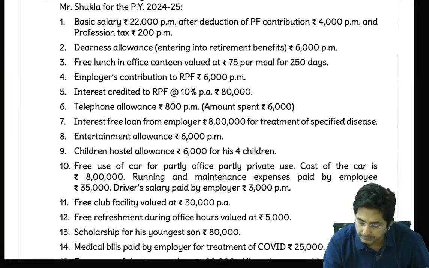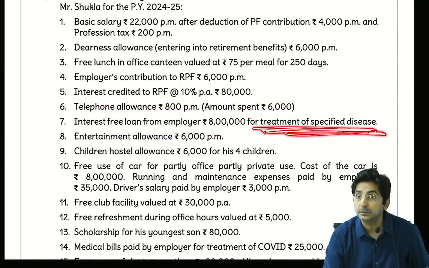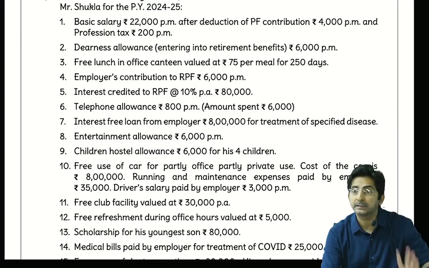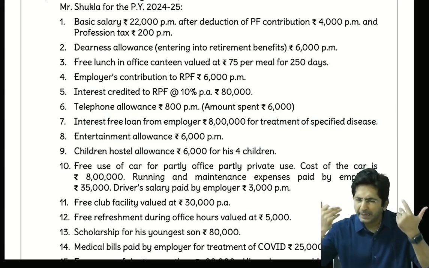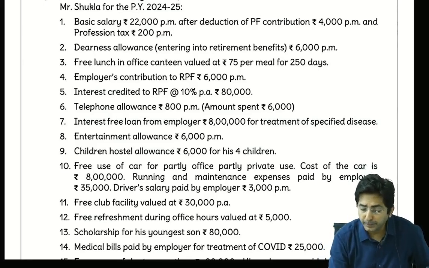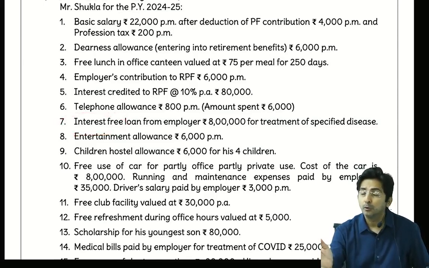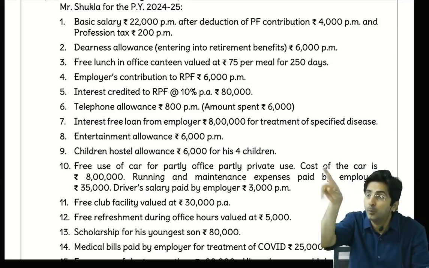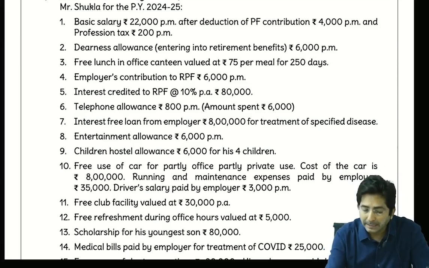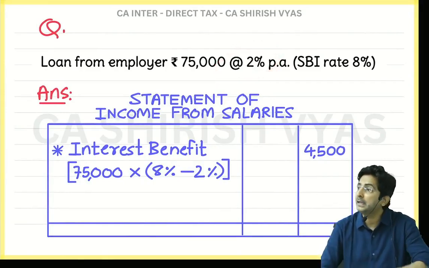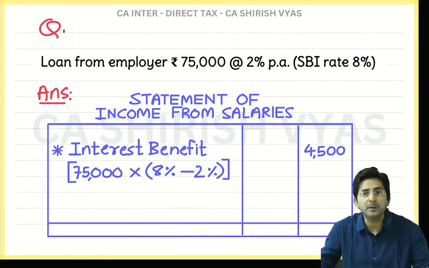See, it will be given like this. Try this. Can you read? Treatment of specified disease. So, the moment you see specified disease, fully exempt. Don't get involved in the question. It's exempt. But see here, you know what the benefit was? Interest-free loan. You know what interest-free is? Boss is not charging, boss is charging 0% interest. See, at least in this question, boss was charging 2%, right? But if they write interest-free, it's 0% interest.